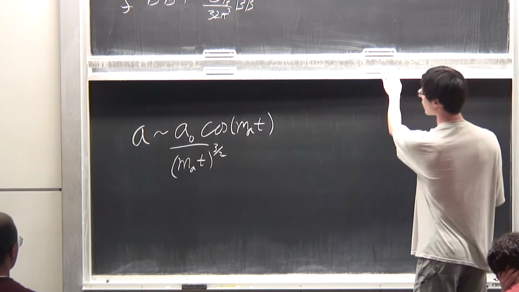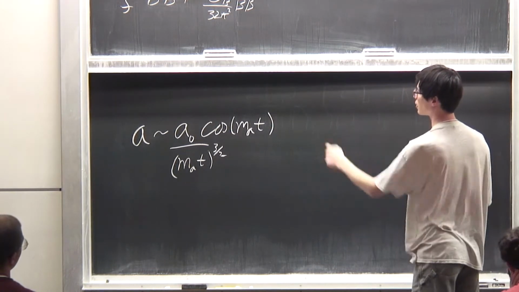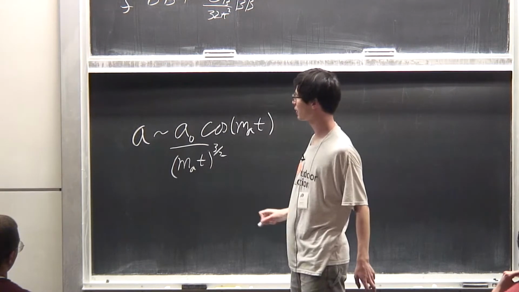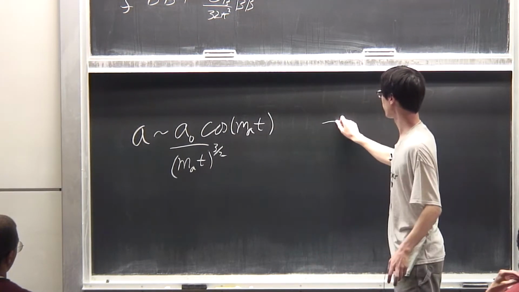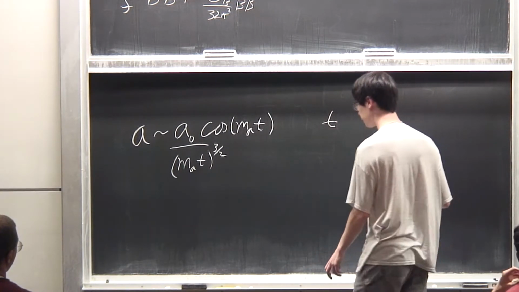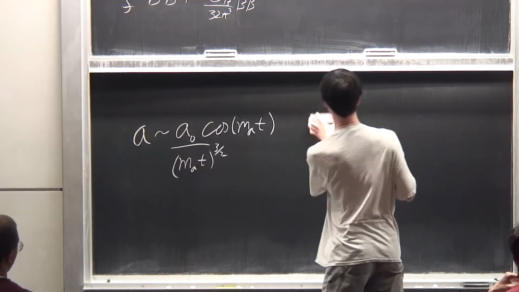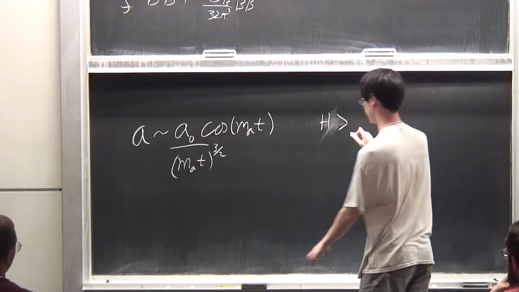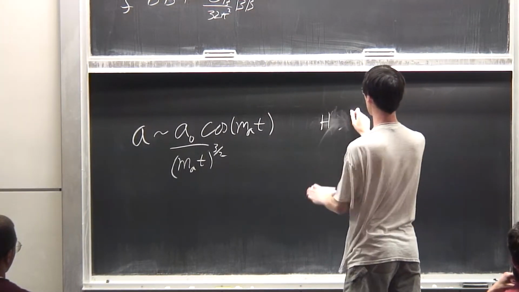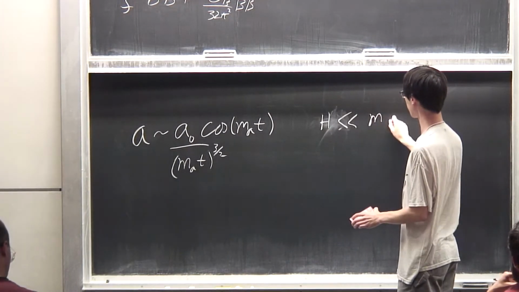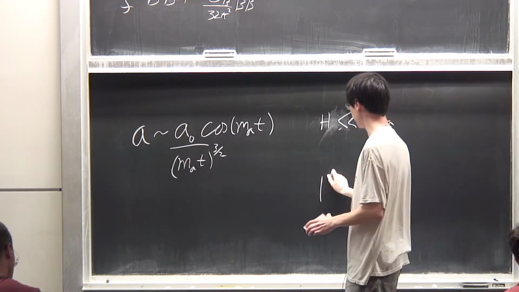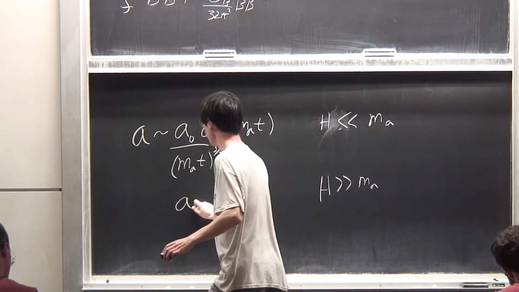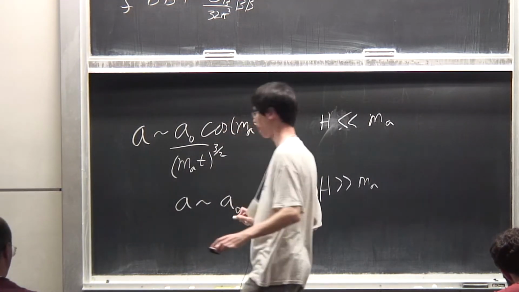So in the early universe, you can see that A naught is a constant. So this is the case for Hubble much less than MA. And we had the case if Hubble is much larger than MA, that A just scales as A naught.